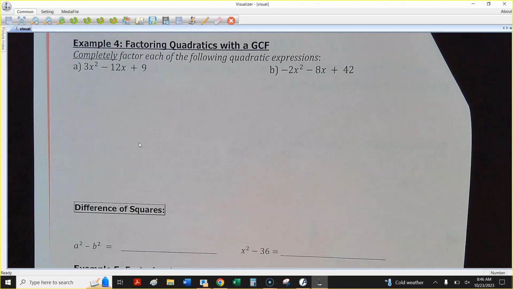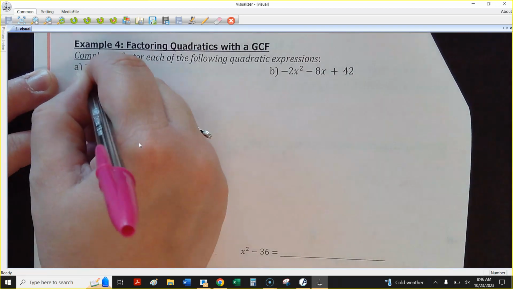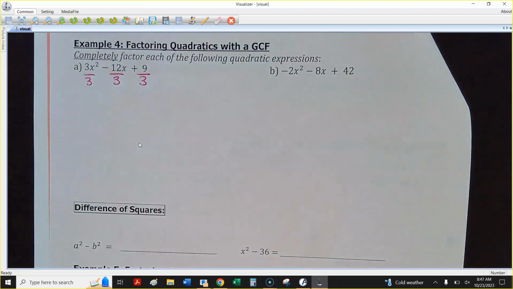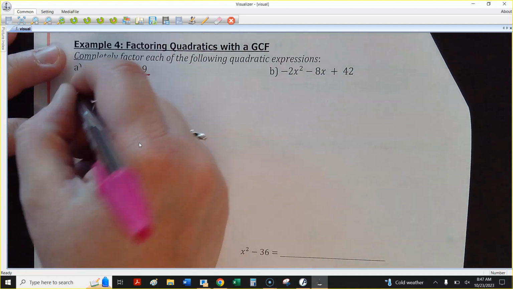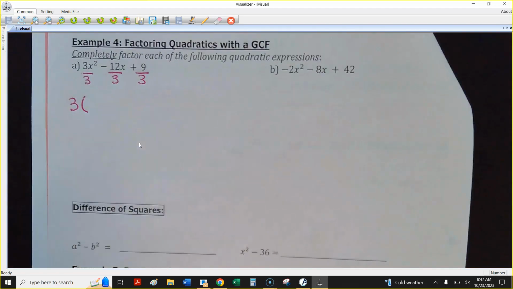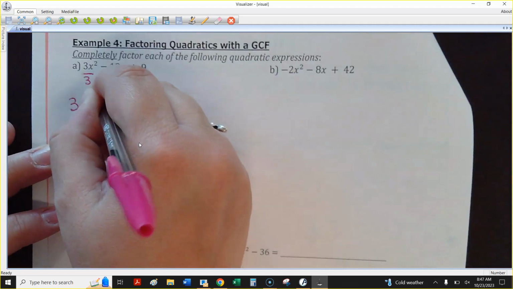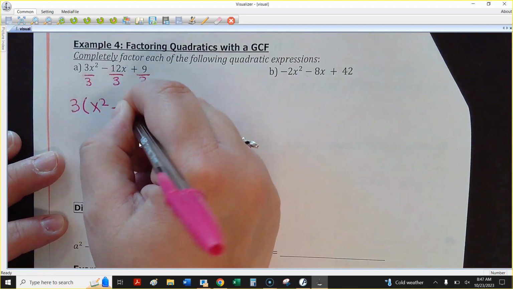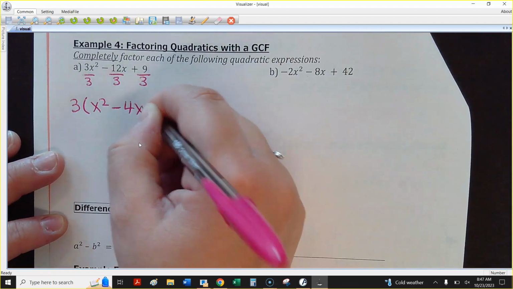Okay. Now, if we were solving an equation, I would tell you to divide everything by 3 and get rid of it. If we are factoring, though, this is going to have to be part of our answer. So this is just like what we did right before the break. I'm just going to take that greatest common factor out in front. So I'm just going to write a 3, and then I'm going to write what's left over in parentheses. So that first term would just become a plain x squared, and then 12 divided by 3 is 4. 9 divided by 3 is 3.